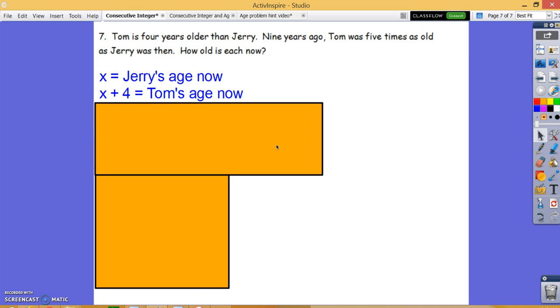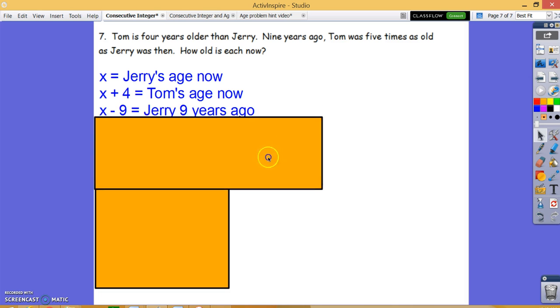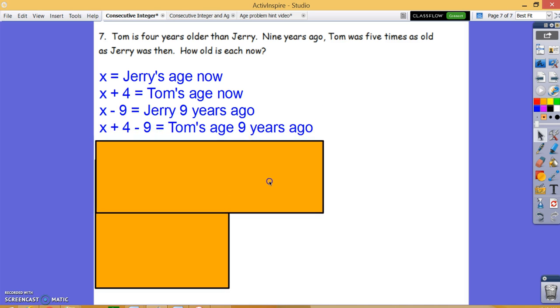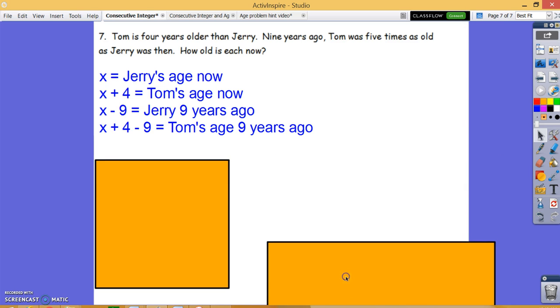9 years ago. So we're going to have to subtract 9 years off to talk about Jerry 9 years ago, and subtract 9 years off to talk about Tom 9 years ago. So we've got X minus 9 for Jerry 9 years ago, and we've got X plus 4 minus 9 for Tom 9 years ago. That's not a simplified expression, so let's go ahead and simplify it. X minus 5 is Tom 9 years ago. That's the better expression to use because it gives us a chance to realize that 4 minus 9 is negative 5.